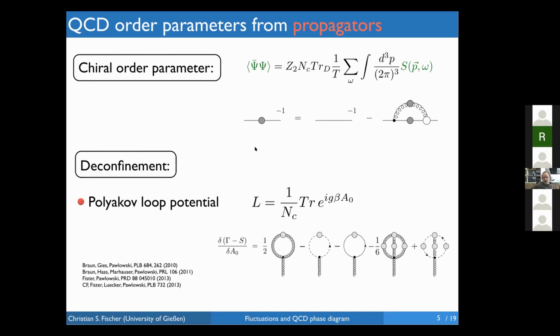There are other of these equations where we get the gluon propagator and the ghost propagator, and these serve to calculate the Polyakov loop potential, which is then related to the deconfinement transition.